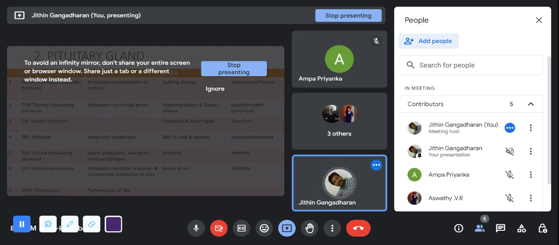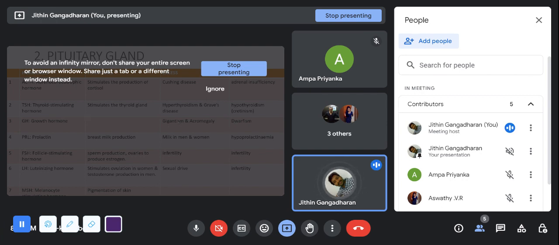All the hormones released by the posterior pituitary are hypothalamic hormones, oxytocin as well as vasopressin. Those are the two hormones. I have to say it is released: it is secreted by the hypothalamus and the pituitary is releasing it. Now, what is the anterior pituitary?